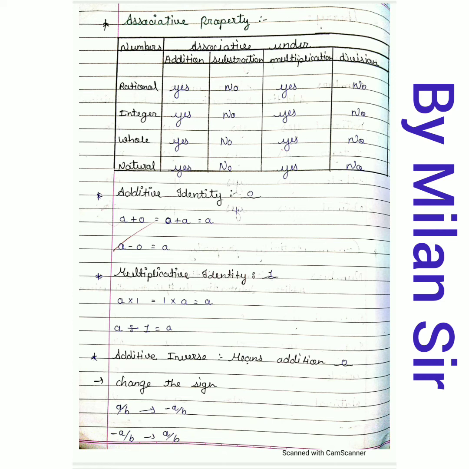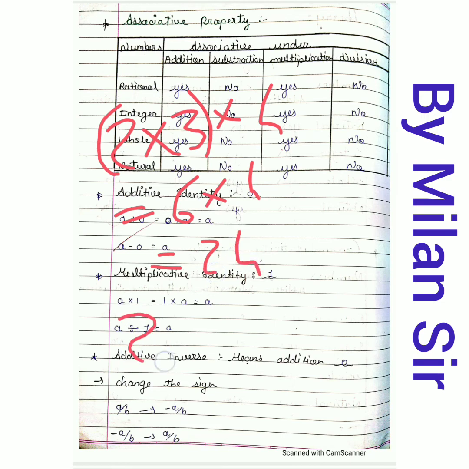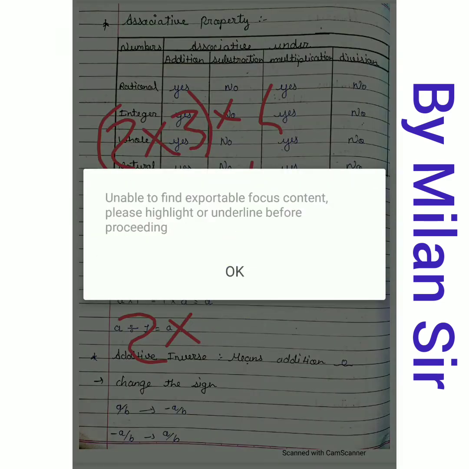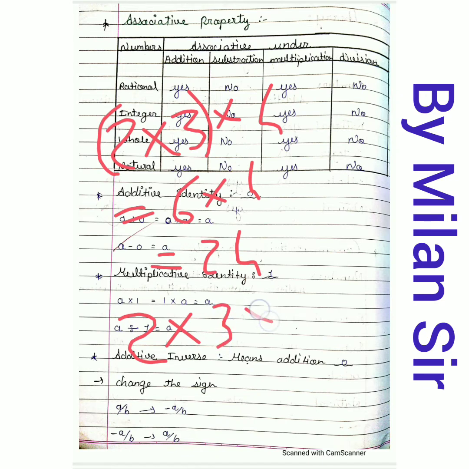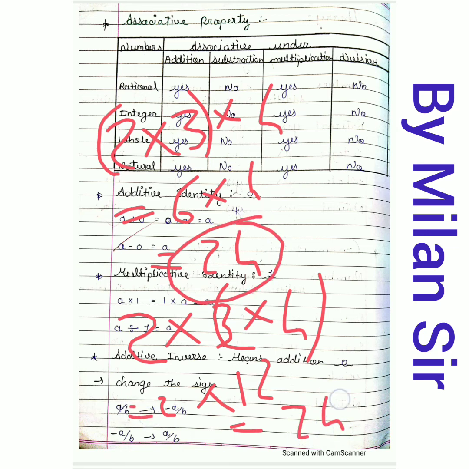Okay, then check for multiplication. Now in multiplication, let's take some example: 2, 3, 4. If we multiply 2 by 3 it's 6, and after multiplying with 4, then 24. Now we can change the order. First of all, 4 threes are 12, multiply by 2, again it's 24, right? So we get the same answer here. So the multiplication process is associative.